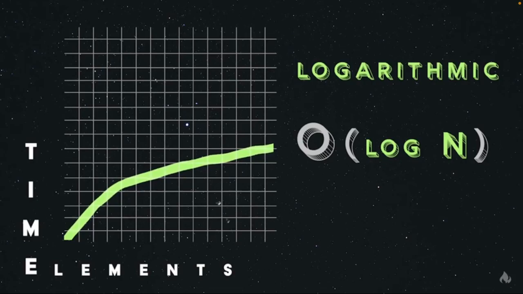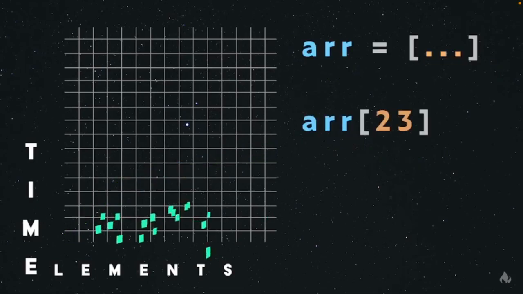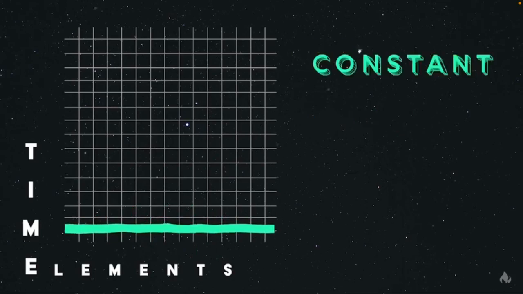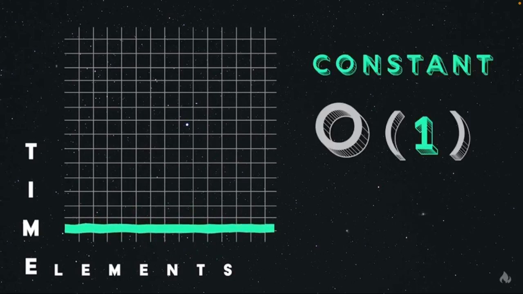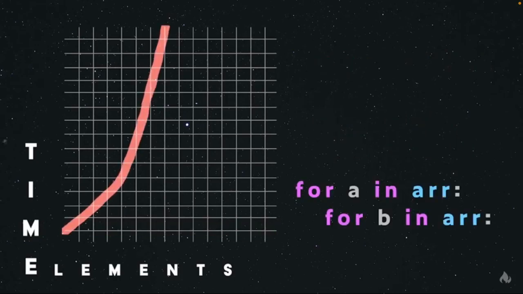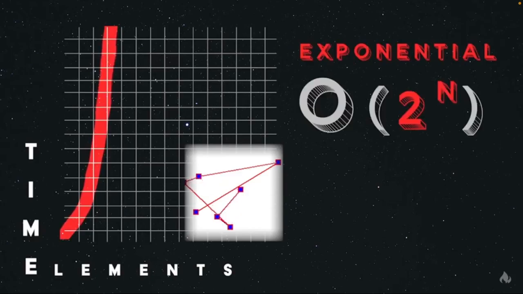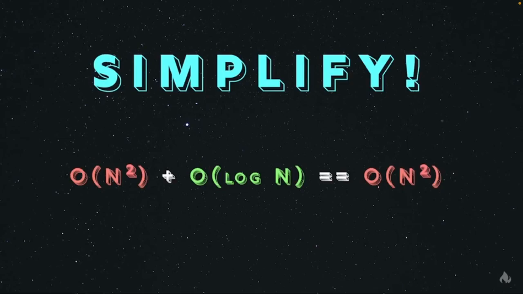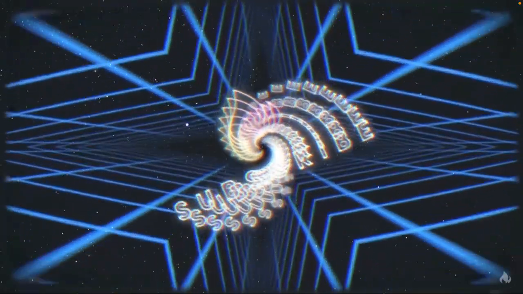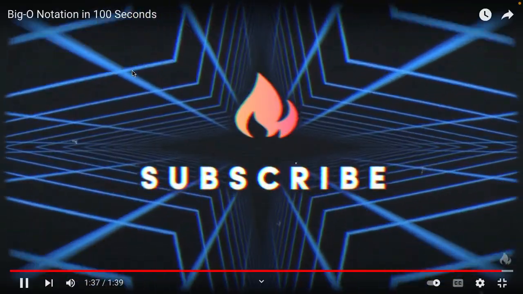At the most efficient end of the spectrum, we have constant time. An example is looking up an element in an array by its index. No matter how big that array is, it should always take the same amount of time. But things can also get less efficient. Imagine a loop within a loop. This is quadratic complexity, where the number of inputs is raised to the power of 2. And things can still get worse with exponential complexity. Imagine looping over every possible combination in an array. Some algorithms may have multiple different growth rates of complexity. Always simplify your notation down to the fastest growing worst case scenario. This has been Big O notation in 100 seconds. Thanks for watching, and I will see you in the next one.